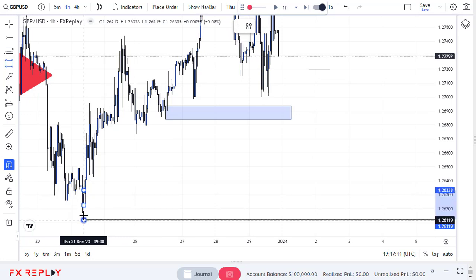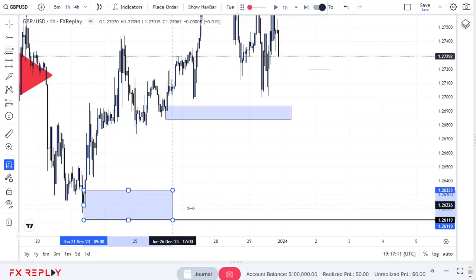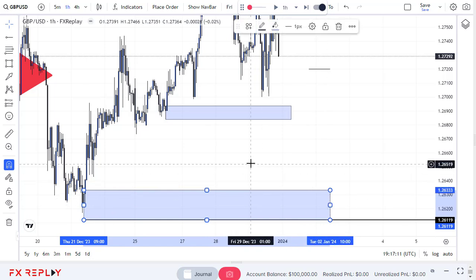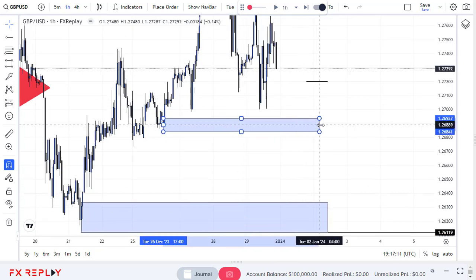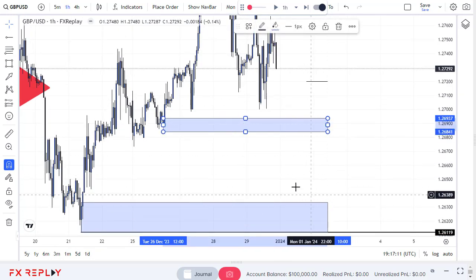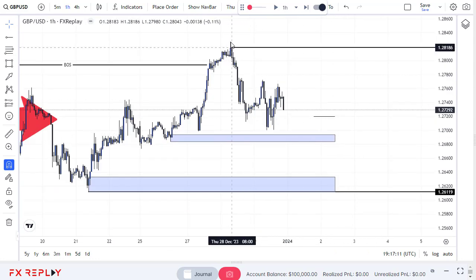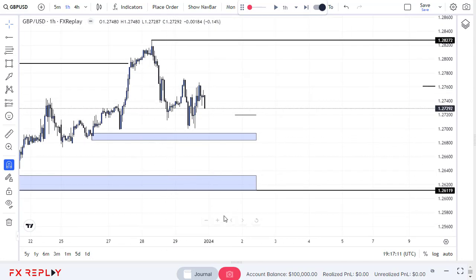So that was the first POI I'm interested in. This is the other POI I'm interested in. So I want to take a buy from this first POI. If this doesn't hold, then I'm looking for a buy right here. Let's see what happened eventually during the week. So at this point, we'll now go and look at the next step.